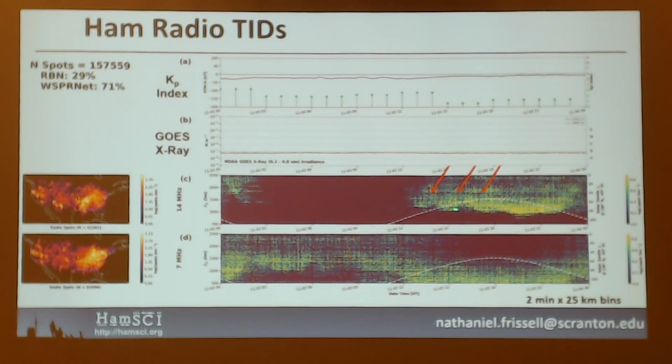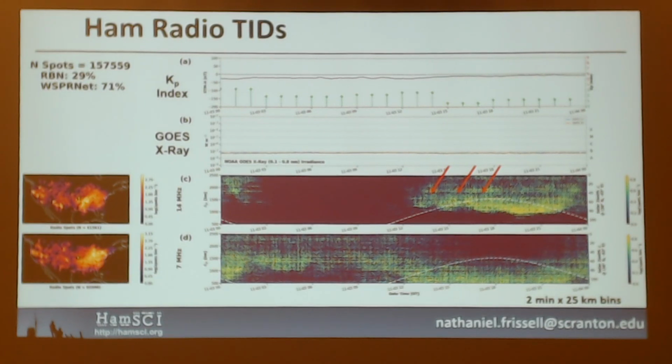Down here, I have histograms that combine both the RBN and the WSPRnet data. So this is a 2D histogram, which has 30% RBN and 71% WSPRnet data. And I'm looking at two bands, the 14 megahertz band and the 7 megahertz band. Along the x-axis, you have 24 hours in time for November 3rd, and along the y-axis, I know it's very hard to see, I apologize, you see the ground range between 500 to 2,500 kilometers.